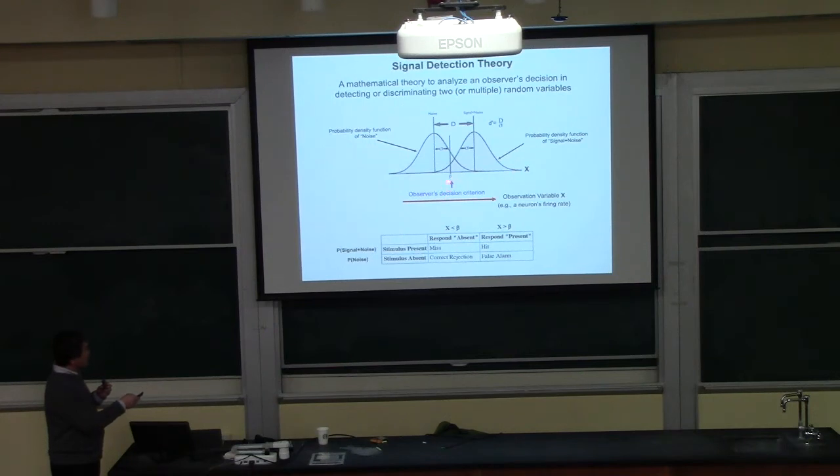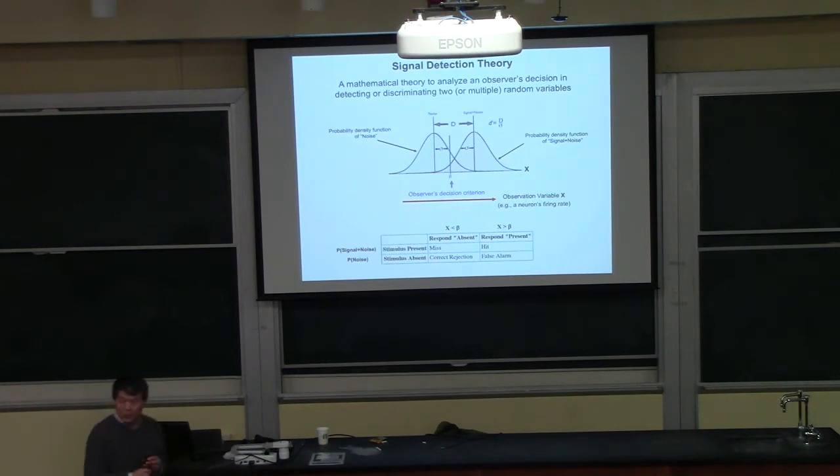When X is greater than beta, you say yes; when X is less than beta, you say no. But yes could arise from two conditions. One is that there's an actual signal and you say yes, which we call a hit, the correct probability. But there are situations where there's actually only noise and you somehow say yes; that's called a false alarm. In the other direction, when X is less than beta, you say no. If there's actually a signal, that's a miss; when there's no signal, it's a correct rejection.